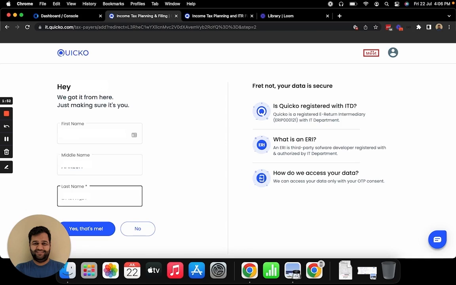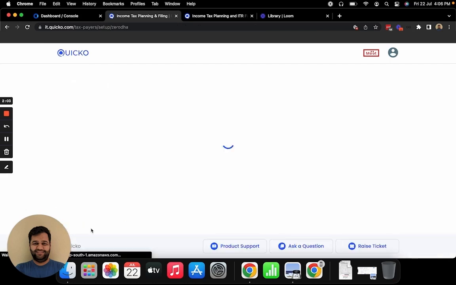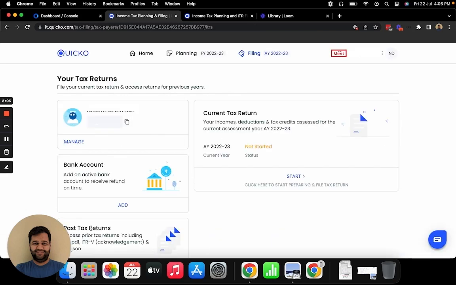When you furnish your income tax return, you have to report first name, middle name, last name as per your PAN. So make sure this information is accurate. And if it is, then you can simply click on yes, that's me. So let's do that. Now, as soon as you have set up your taxpayer profile, you would land on Quicko dashboard.